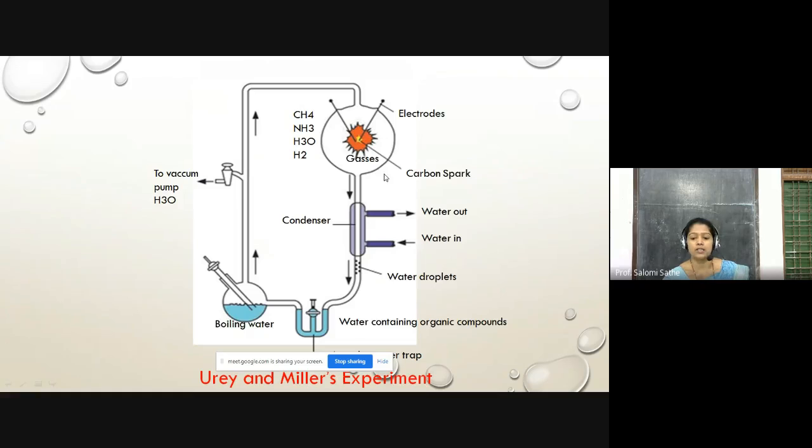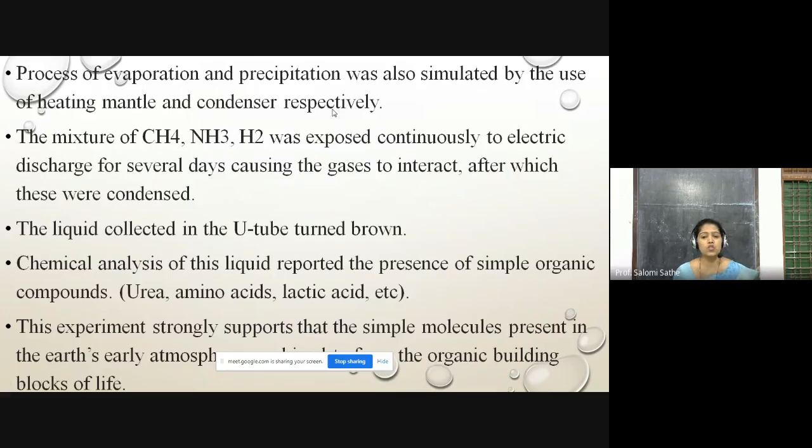Here, this is the glass chamber. These gases are introduced in this glass chamber. A carbon spark is also provided to the glass chamber. For several days, the chamber is provided with the electrical discharge, and the gases are exposed continuously to electric discharge for several days, causing the gases to interact with each other.